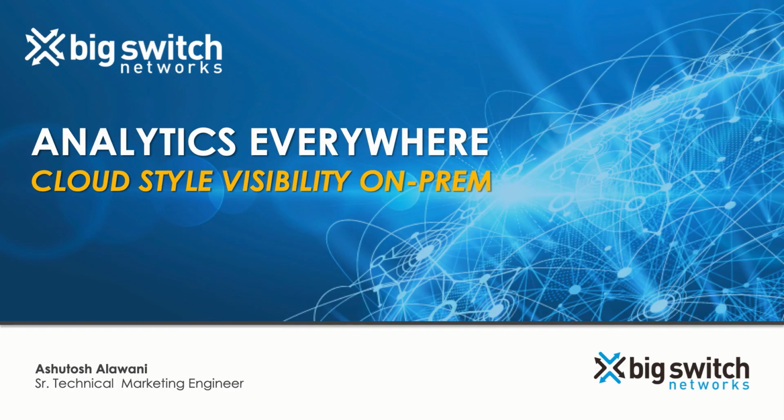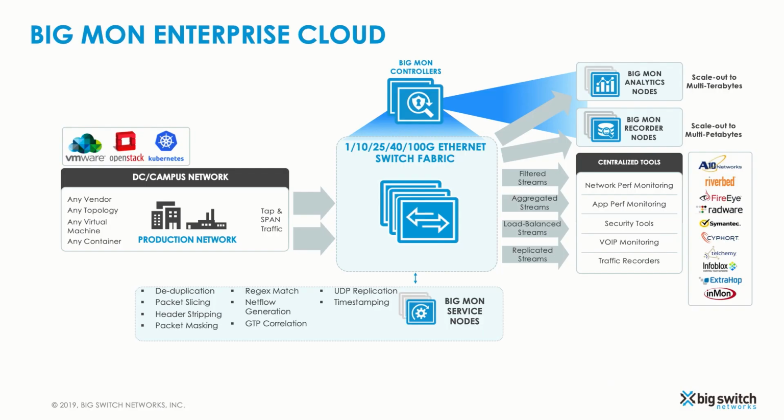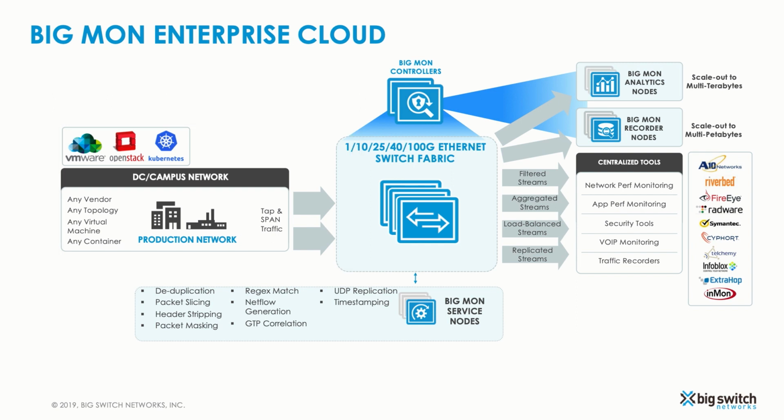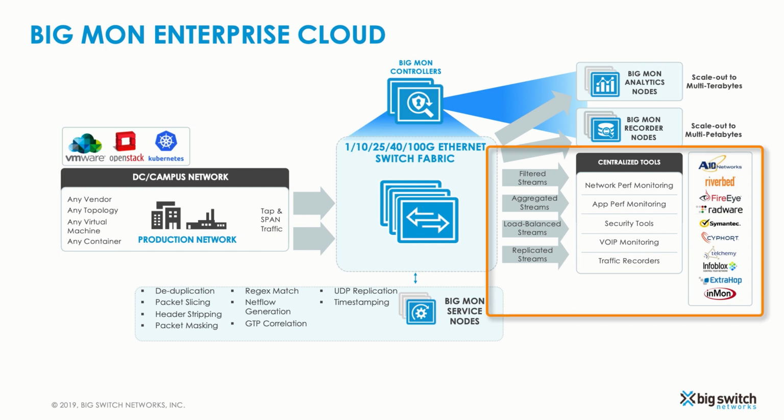Welcome to the video demo of Big Monitoring Fabric's Analytics Everywhere, a solution which brings cloud-style visibility to on-prem networks. Big Monitoring Fabric Enterprise Cloud is a modern network packet broker designed with cloud principles. It enables pervasive security and monitoring of organizations' workloads and selectively delivers them to multiple security, performance, and compliance tools.